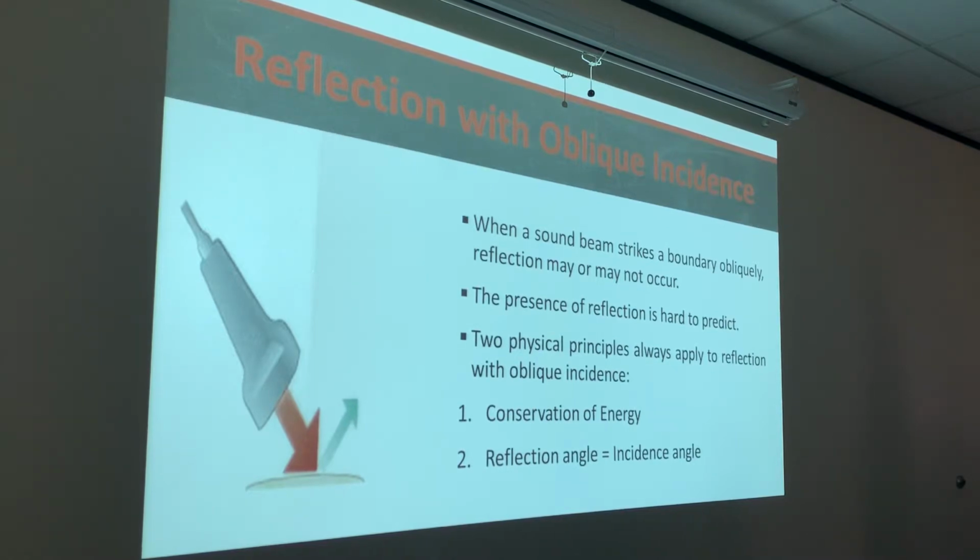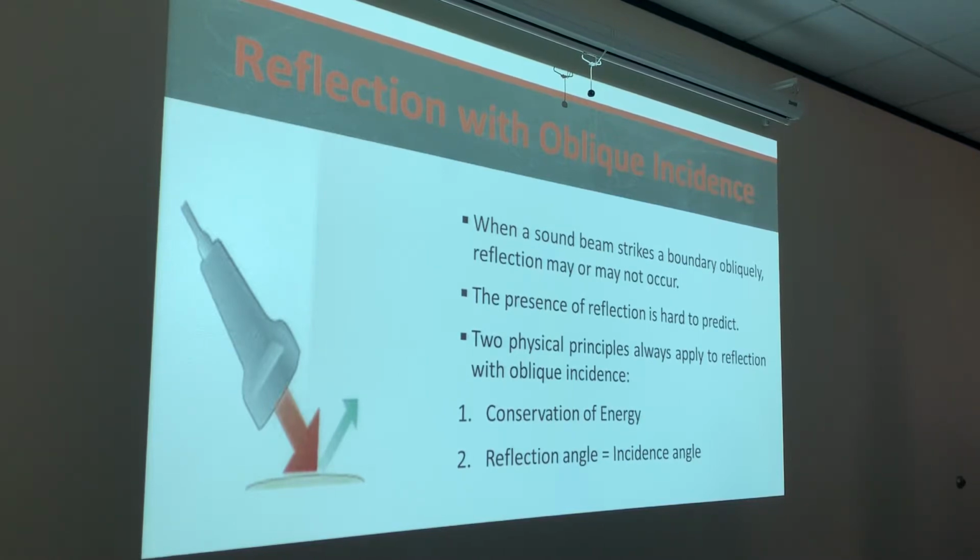Specular reflection. Remember, when it's specular reflection, that sound's not going to come back to the transducer, right? It's going to go in a different direction. Diffuse reflection, it may scatter or come back with less intensity. That's the disadvantage, that we're not going to get strong echoes back.